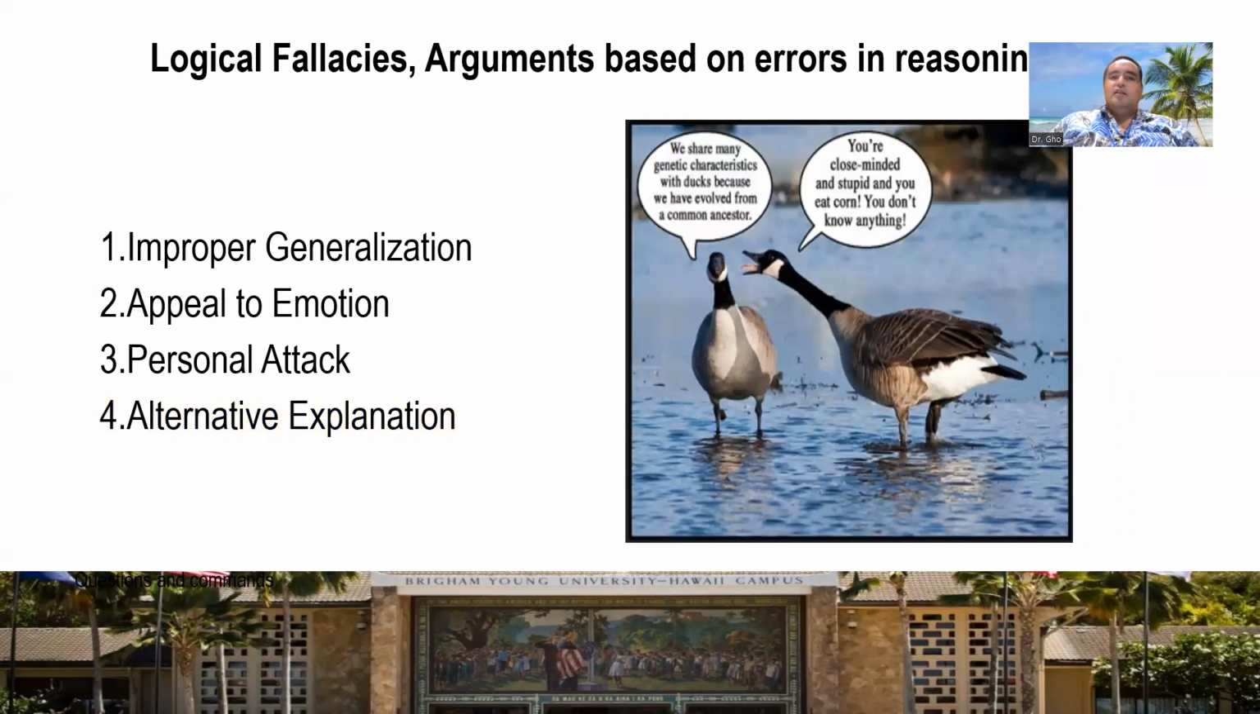This next one, there are these two Canadian geese. "We share many genetic characteristics with ducks because we evolved from a common ancestor." The other goose responds, "You're closed-minded or stupid and you eat corn. You don't know anything." Let's go ahead and pause it and identify which logical fallacy it is.